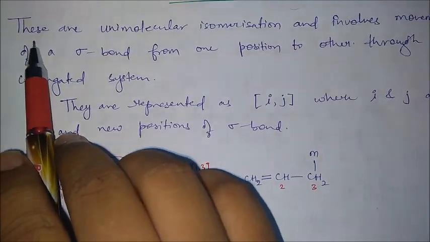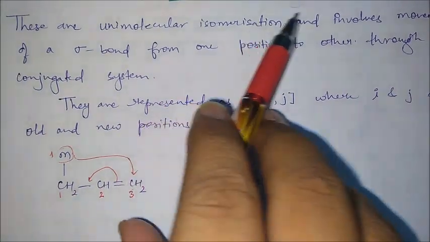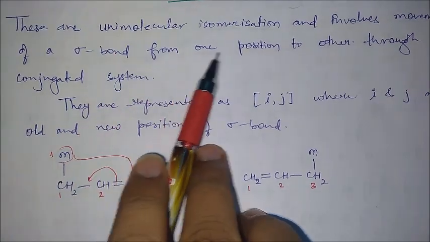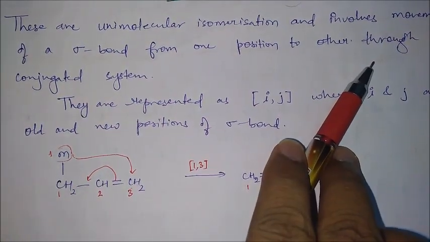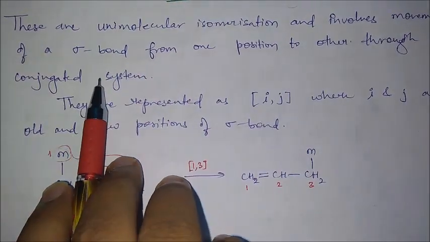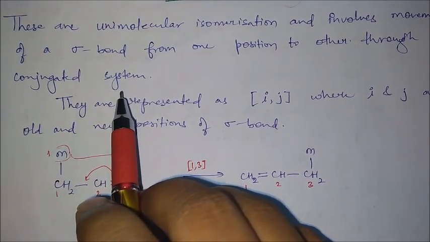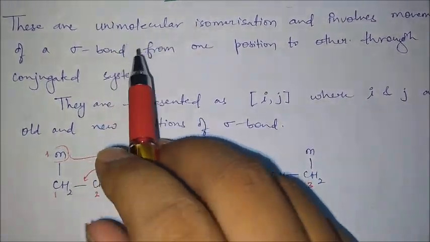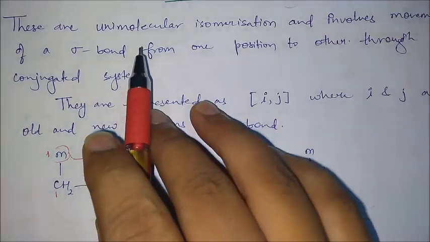So these are generally unimolecular isomerizations, and they involve movement of a sigma bond from one position to another position. The sigma bond moves from one position to another in a pi conjugated system, and they are unimolecular, that is, everything happens inside the same molecule.